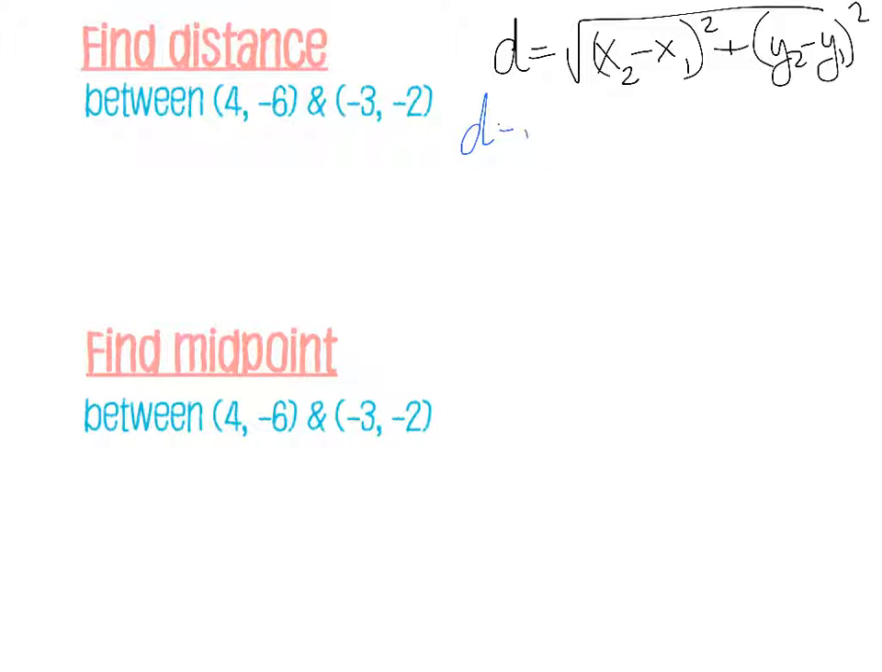The distance is going to be the square root. x2 is negative 3 minus x1, which is 4. I'm going to take that and square it. And now I do it with the y's. y2 is negative 2 minus y1, which is negative 6, and that's all going to end up squared.